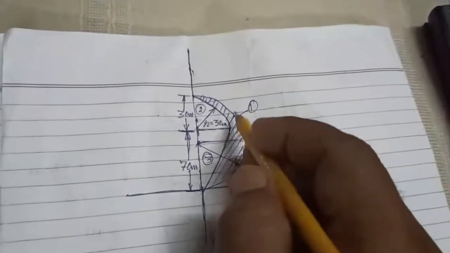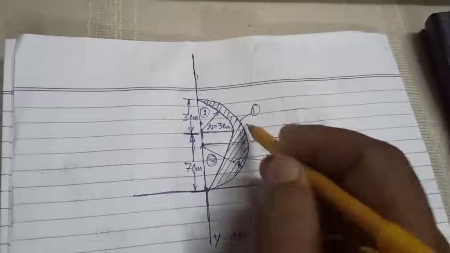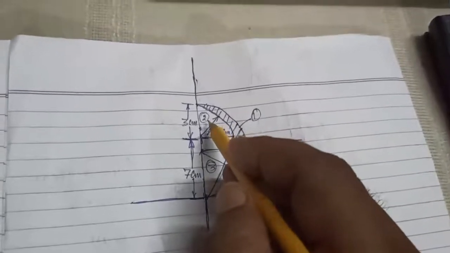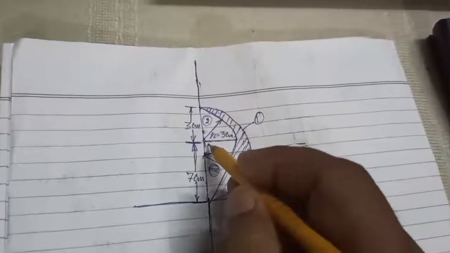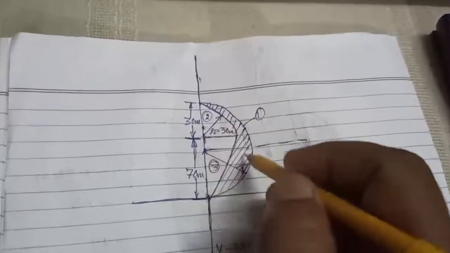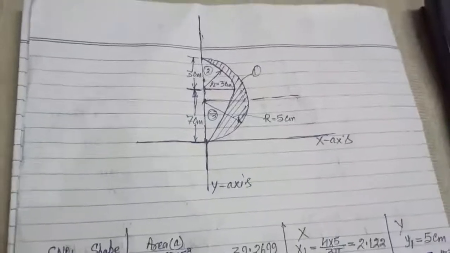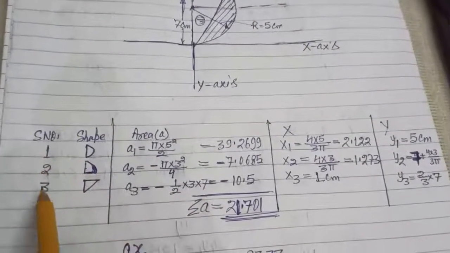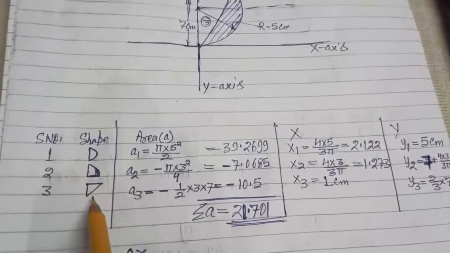Now divide this figure into three parts. So the first part is the semicircle from which these two portions have been cut down. The second part is the quadrant of radius 3 that is cut down, and this triangle is also cut down. So the remaining part is this. So for this, now we have to draw the table. Serial number 1, 2, 3. Shape is semicircle, quadrant and triangle.